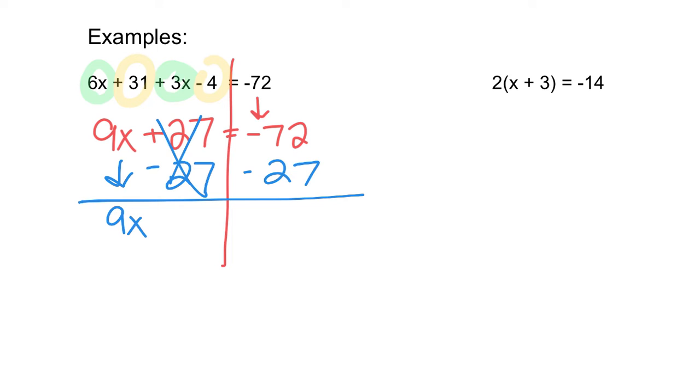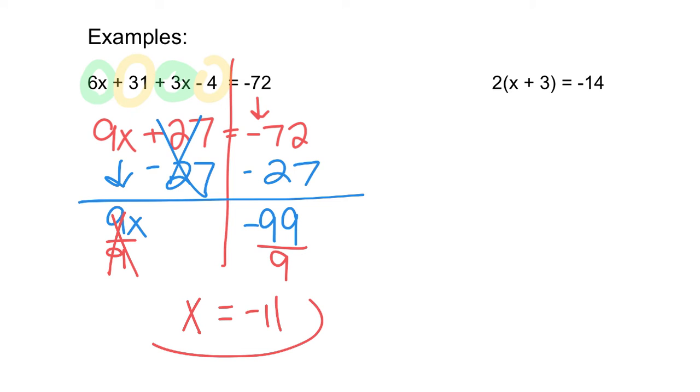Negative 72 minus 27, or negative 72 plus negative 27, however you want to read that, combines to make negative 99. And then we can finish this with division by 9. We divide because 9x means 9 times x, and so we divide by 9 to cancel multiplication. And negative 99 divided by 9 is negative 11.